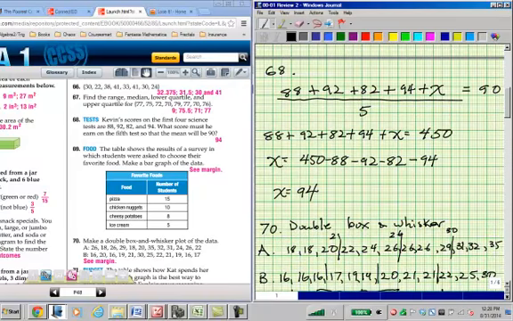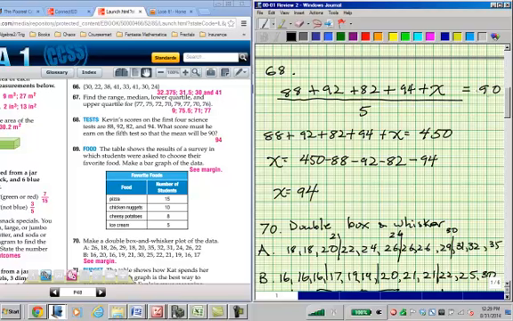Now, 68, same thing. 68 asks: Kevin's scores on the first 4 science tests are 88, 92, 82, and 94. Which score must he earn on the 5th test so that the mean will be 90? So there'll be 5 tests altogether, including the unknown score: 88 plus 92 plus 82 plus 94 plus x. So the average of those 5 numbers you want to equal 90.